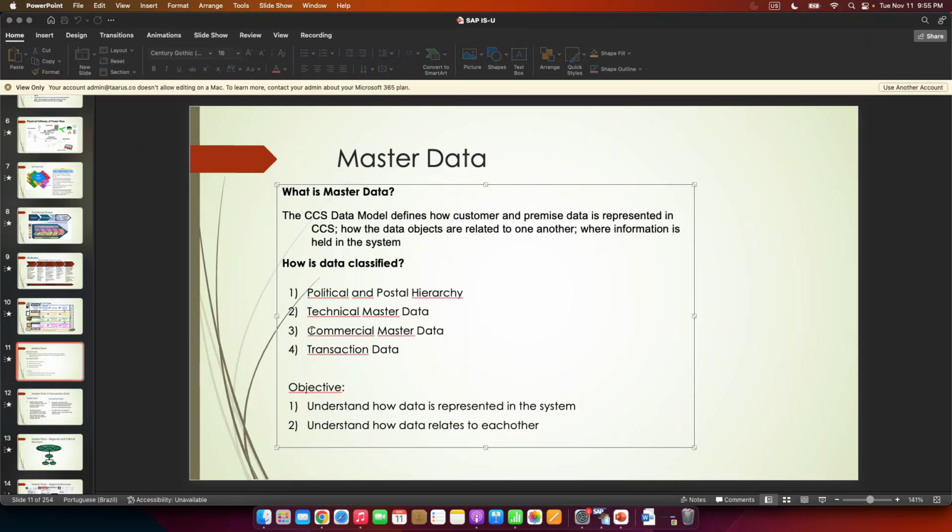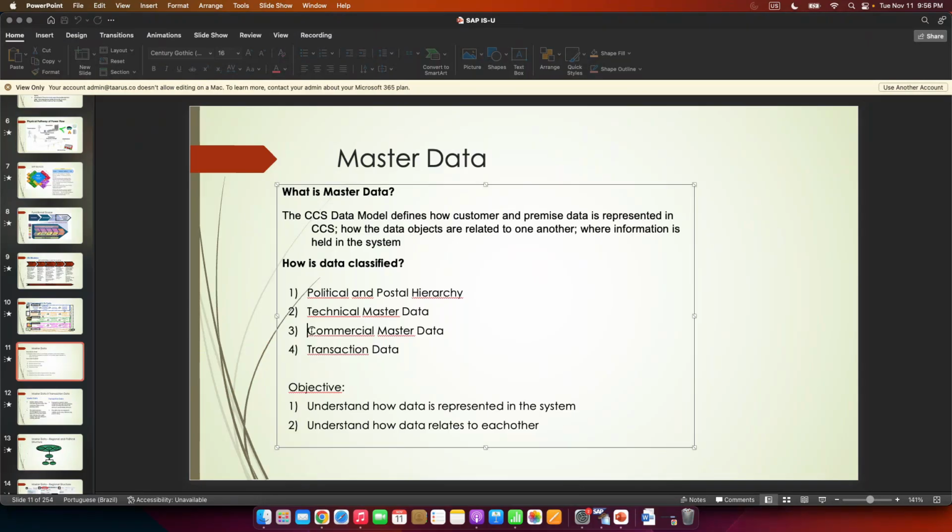Now, when you go with technical master data, as I already mentioned, the other word for technical master data, or a synonym for technical master data in SAP, is your service address.